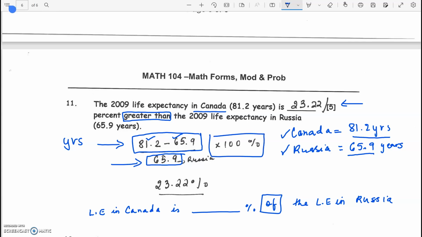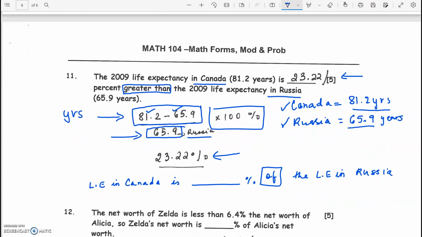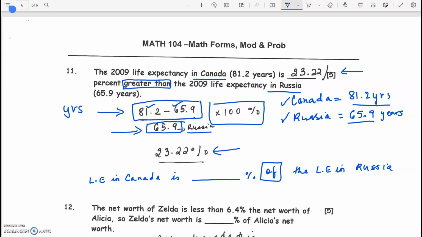So the important thing is to pay attention to the denominator. If you're looking at it as a percentage of the life expectancy in Russia, then you have to divide by the life expectancy in Russia. And when we do the calculations, what we have is 23.22%. Now let's look at a question that's worded slightly differently.